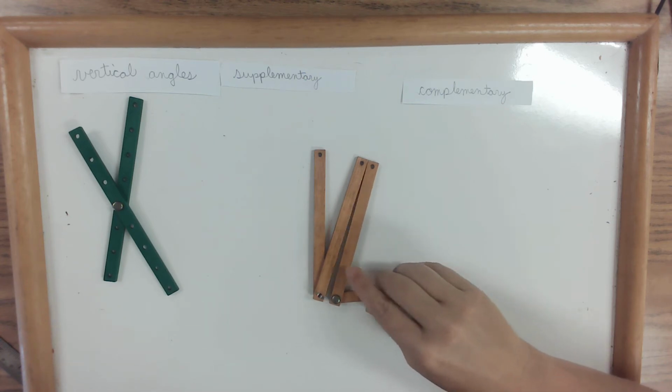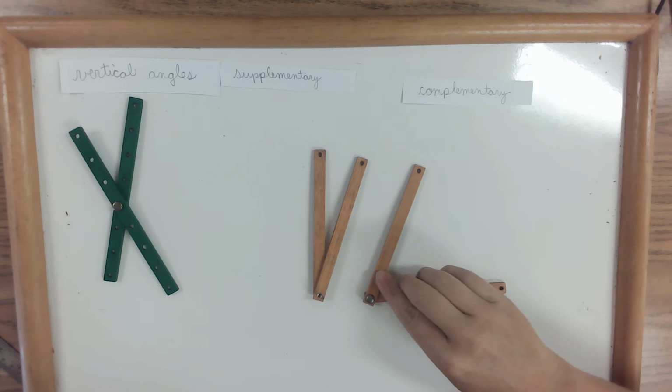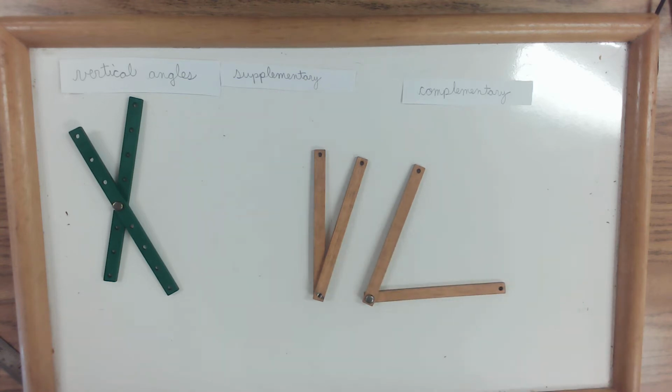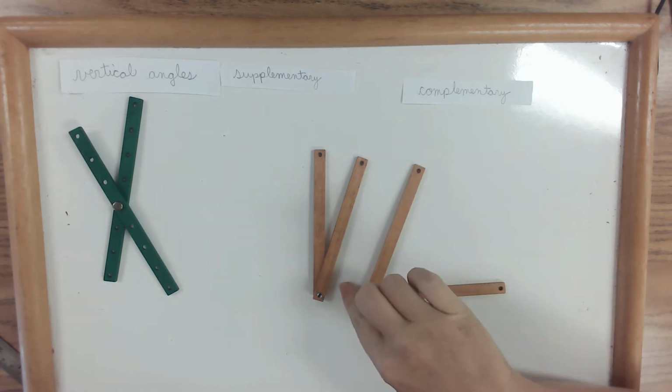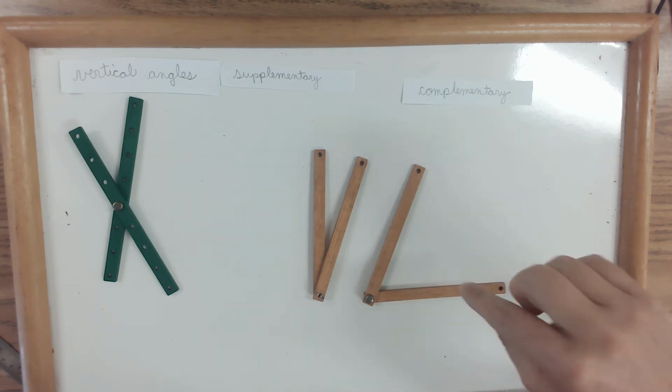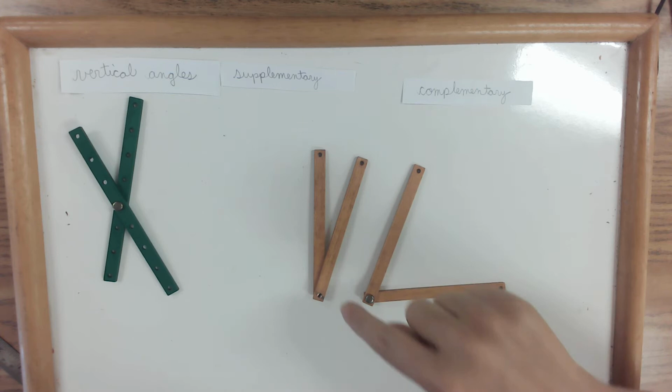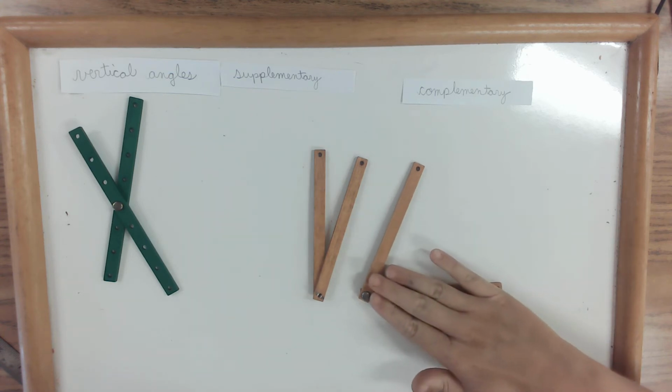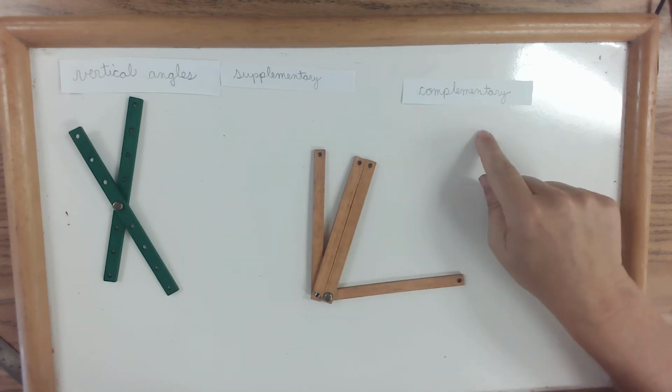You could even, if I can move this like this, this still counts as a complementary angle, even if there's space in between here, because it's this angle plus this angle. They both add up to a right angle, and that is a complementary angle.